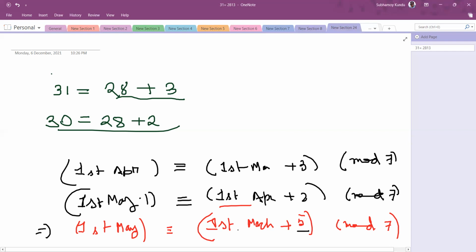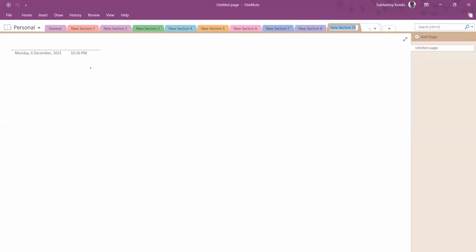That means if the 1st of March is Sunday, the 1st of May would be 5th, that means Thursday. If it is Monday, it will be Friday. That's what I was telling. If it is 0, it will be 5. So if the 1st of March is Sunday, then 1st of May will be, sorry, yes, it will be Friday. It increments 5.